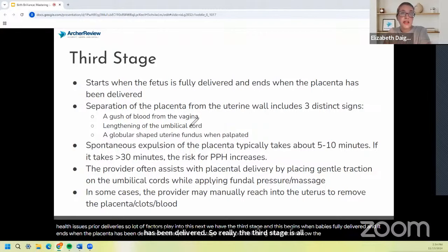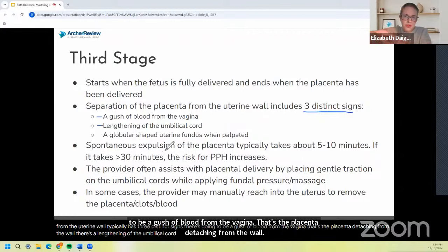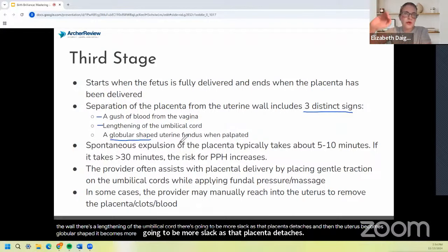Now, the separation of the placenta from the uterine wall typically has three distinct signs. There's going to be a gush of blood from the vagina. That's the placenta detaching from the wall. There's a lengthening of the umbilical cord. There's going to be more slack as that placenta detaches. And then the uterus becomes globular shaped. It becomes more rounded when you press at the top, when you palpate.